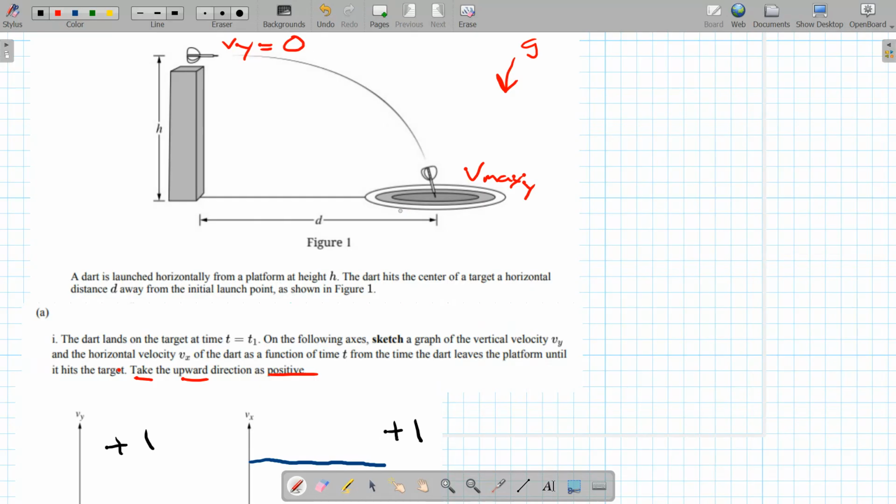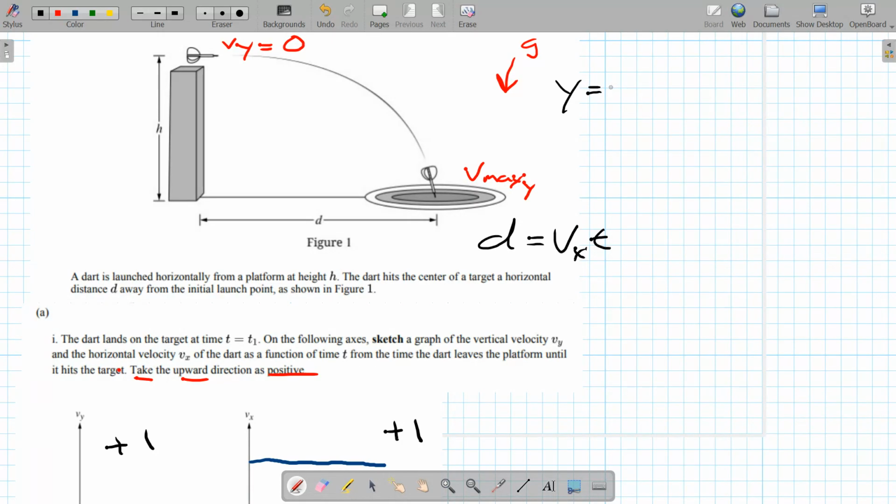We had to figure out the time that it took for it to fall. In other words, the distance was equal to the velocity in the x direction times the time, right? And then we knew the height, right? Remember we used this. Does anybody remember the formula we used to find the time it would fall?